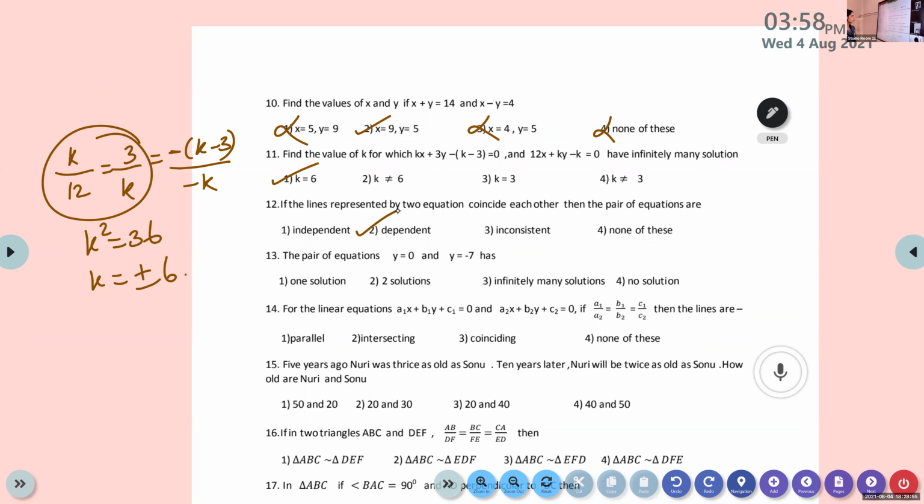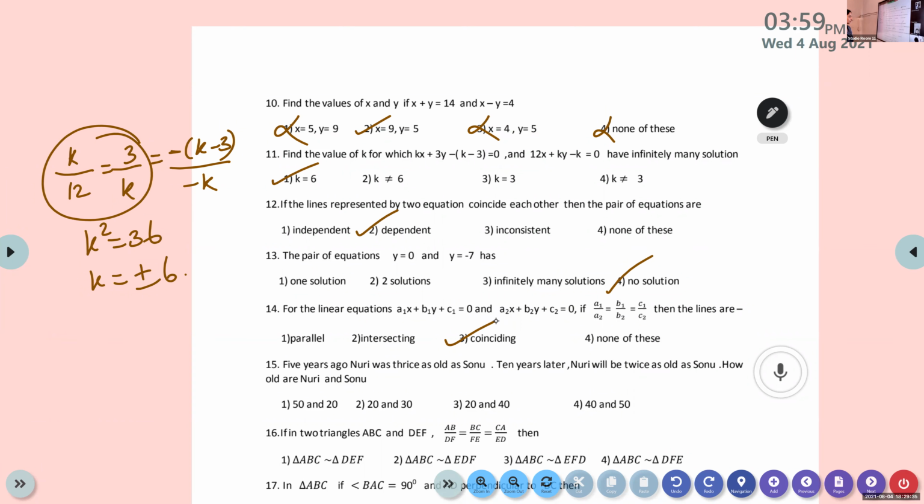The next one, 13th one. The pair of equations y equal to 0 and y equal to minus 7 has, because these are two parallel lines, no solution. Again, the next one. For the linear equations a1x plus b1y plus c1 equal to 0 and a2x plus b2y plus c2 equal to 0, if this condition happens, the lines are coinciding lines. Yes.